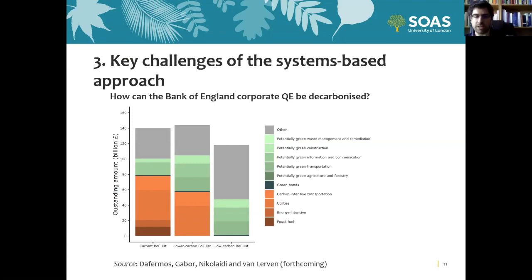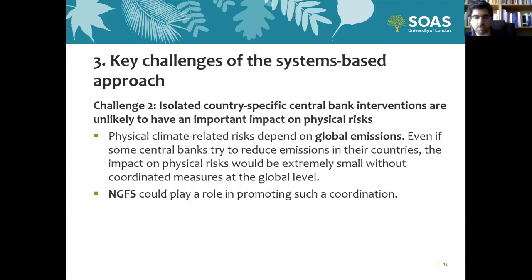And in the last column, we have excluded all the sectors that are carbon-intensive, and we have included some sectors that are not green, but at the same time have very low contribution to emissions. In that case, the carbon footprint of the Bank of England program can be reduced a lot. So what I want to say with this example is that although this is a very preliminary way of doing this type of analysis, there are ways for central banks to reduce their negative effect on emissions. It doesn't mean that this will be a huge change, but it can contribute to the change that we have to make.